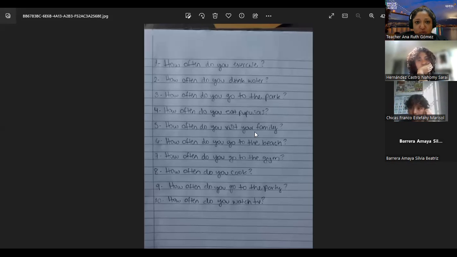So, aquí sí voy a hacer corrections. How often do you exercise? How often do you drink water? How often do you go to the park? How often do you eat pupusas? How often do you visit your family? How often do you go to the beach? How often do you go to the gym? How often do you cook? How often do you go to the party? How often do you watch TV? Excellent. Very good, Silvia's group. Nice.